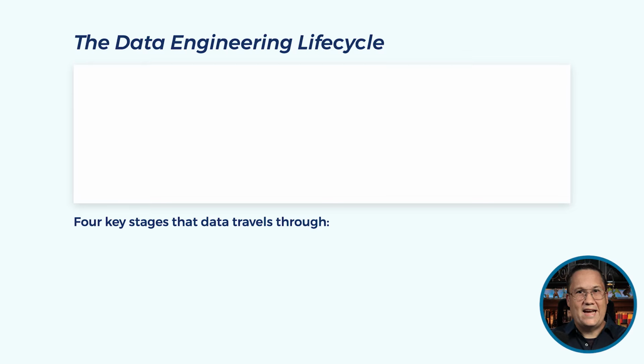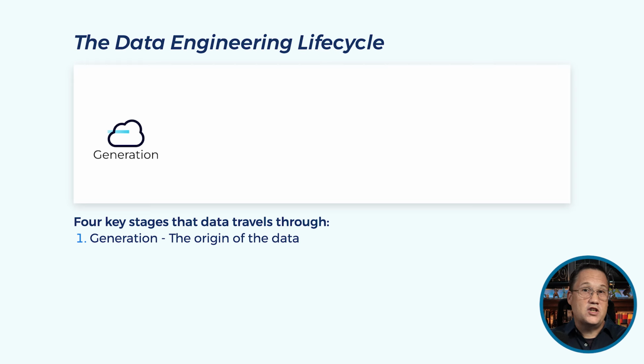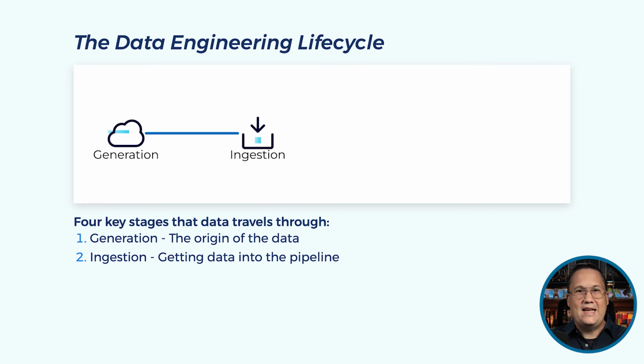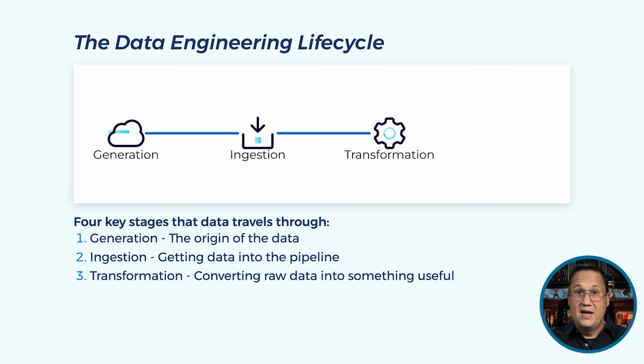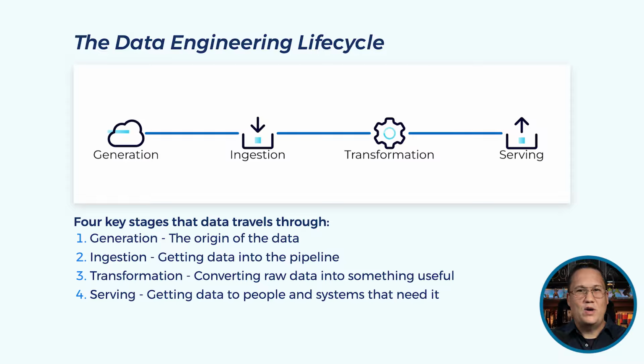So what is the data engineering lifecycle? It breaks down into 4 key stages. The first is data generation. This is the origin of the data, whether it's coming from users, sensors, or other systems. Once it has been generated, it needs to be ingested into the data pipeline where it can be processed. And after that, we begin to transform it. This is where we're taking it from the raw format and converting it into something that will be more useful for analysis. Finally, when the data is ready, we serve it to the people and systems that need it.